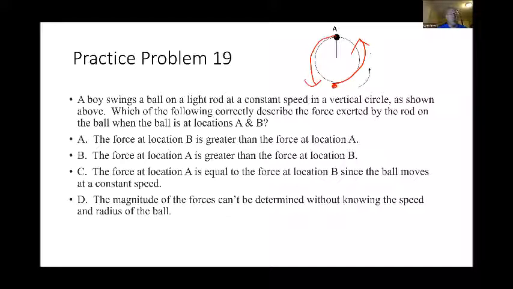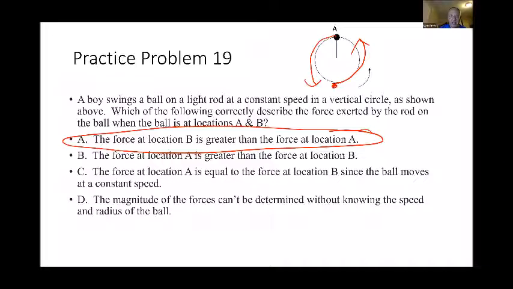So point being, the force from the rod at B has to be greater than anywhere else because we're going completely against gravity, accelerating that thing up. So our answer is A. And that's the third example where we've seen a very similar question. The other two were asking about normal force, but it's still the same kind of thing. It's you're accelerating something up from the bottom of a circle.